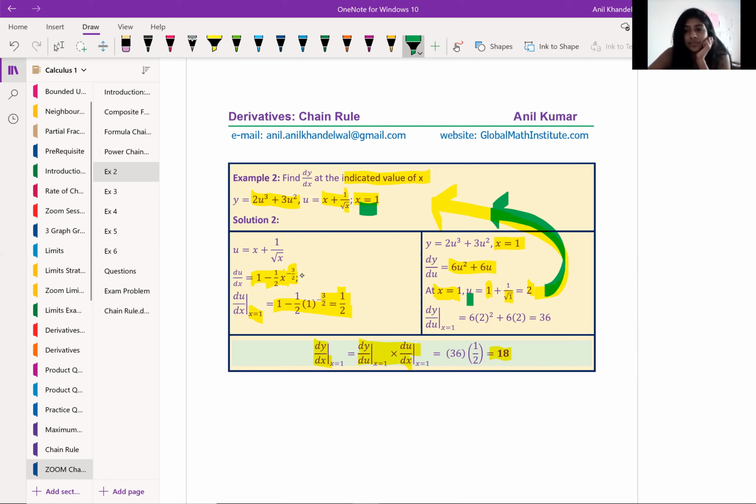Mm-hmm. And find the derivative at x equals 1, or u equals whatever the u value is for x equals 1, and then continue. Is it okay? Okay. Yeah. That is preferred. But this is also correct.